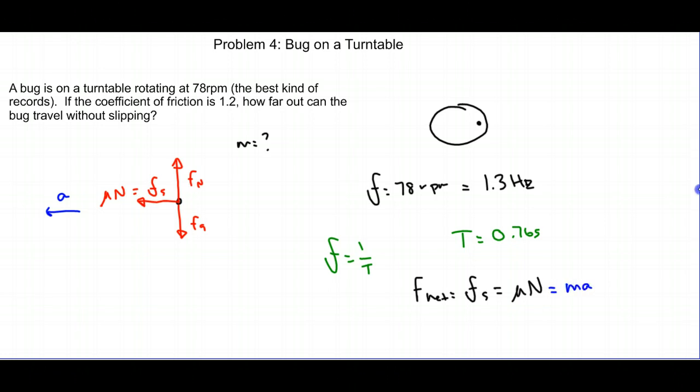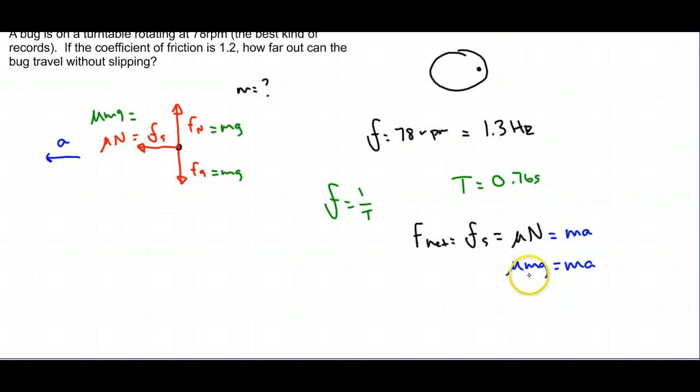Now, this is where we're going to have to play a few tricks. So first off, we know that our gravitational force is equal to mg. And because we're not flying off of the turntable or flying into the turntable, we know that our normal force then will also be equal to mg, which means our static friction force is going to be equal to mu times mg. So that's nice, because then we can say this is mu mg equals ma, and then voila, our masses cancel out. So we're left with the expression to solve that mu times g is equal to acceleration.